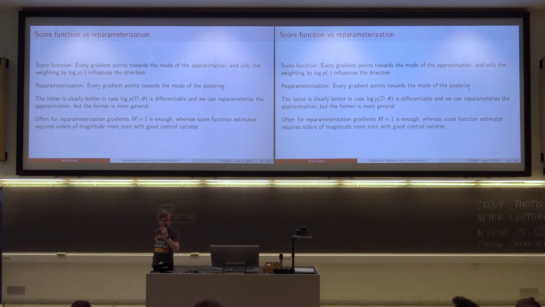I already actually said most of this, so if you just compare these two alternative approaches, the score function is very general. The only thing you need to require is that you can differentiate your approximation, nothing else. But it really has the issue that the gradients are not very sensible. So you need a huge number of samples to estimate the gradients, and you need to put some effort in figuring out good control variates. The reparameterization makes much more sense. We're actually getting gradients that point in the right direction, the mean of the posterior.